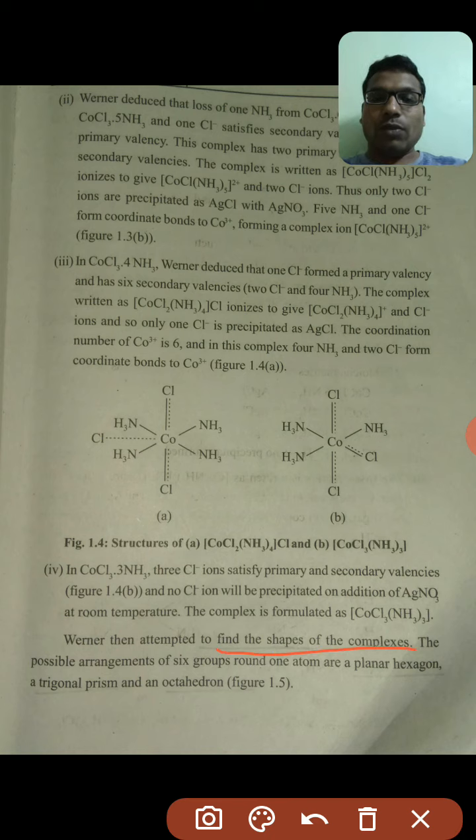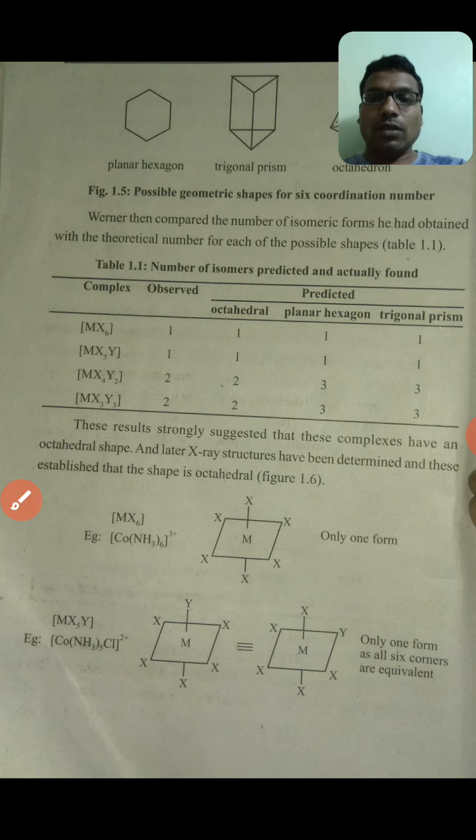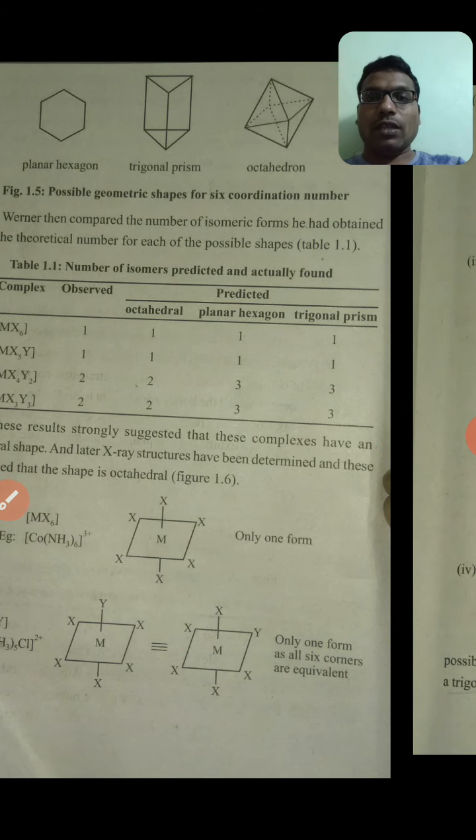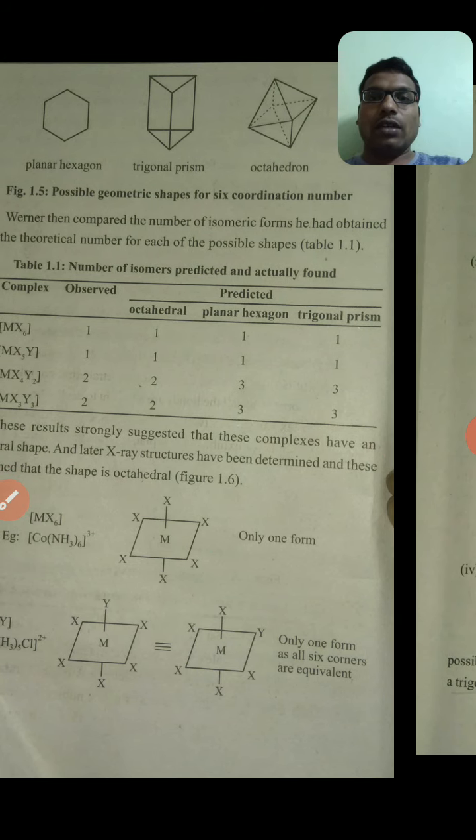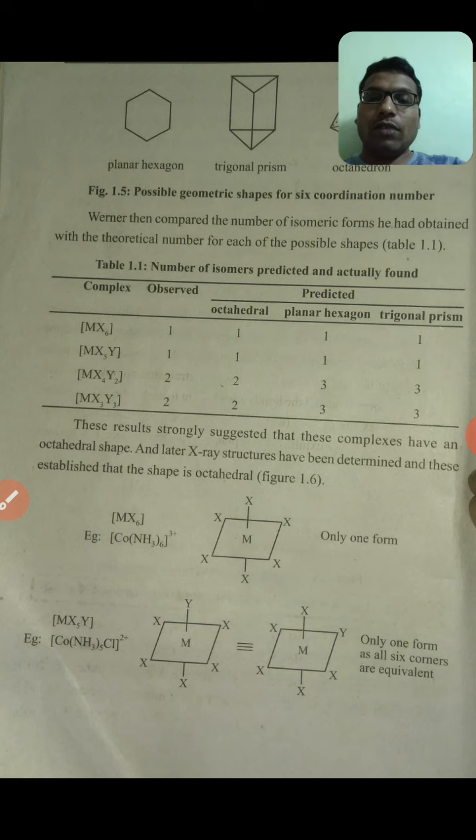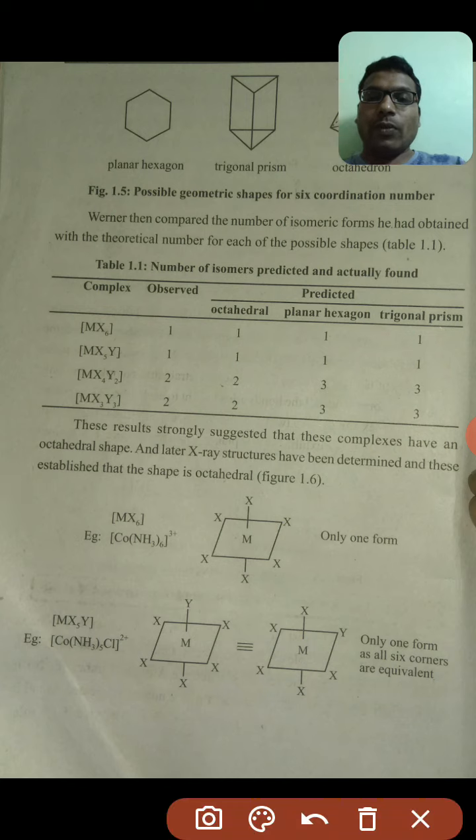To find the shape of the complex, if the coordination number is 6, the shape may be either like this: planar hexagon, trigonal prism, or octahedron. Okay? But later, by X-ray structure determination, it was found that when the coordination number is 6, the structure is only octahedral.